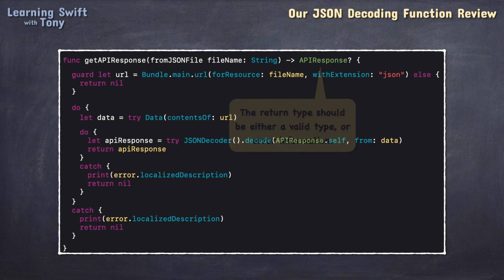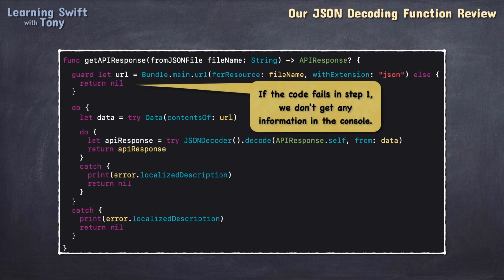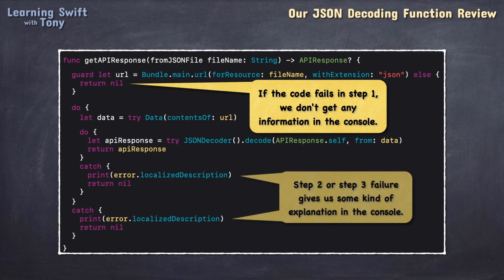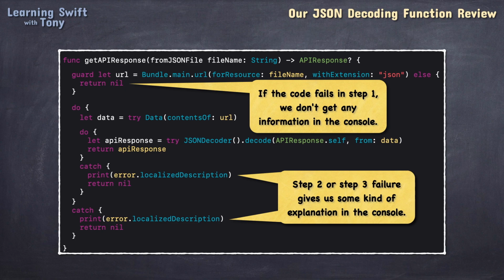The second problem I have is the code being inconsistent. If the code fails in step 1, we do not get any information in the console, because our function just returns nil without any printed explanation. But if the failure takes place in step 2 or step 3, then we get something more useful before returning nil. It will be in the console, so not available for the user, just for us, developers, which takes me back to my first problem. The error itself should be returned from this function and the caller should decide how to handle it.